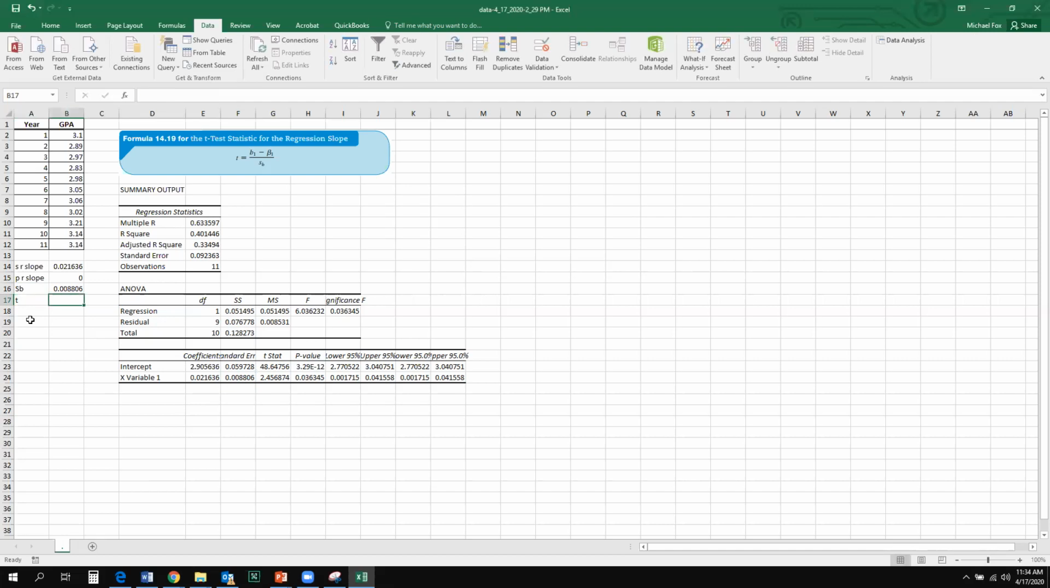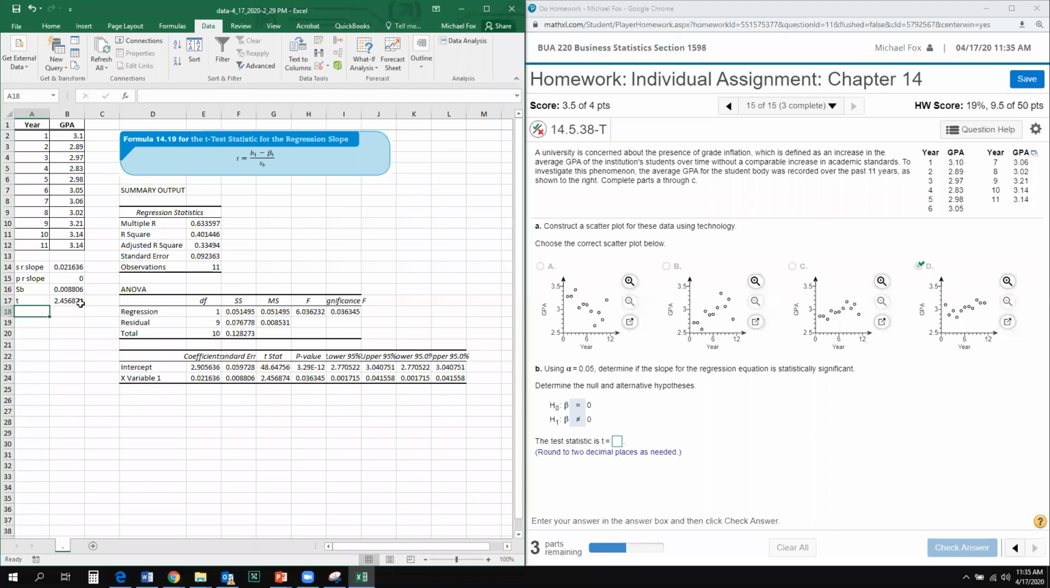So I'm just going to label that T, and this will be the sample minus the population, divided by the standard error of the slope. So there's our t-test statistic. It wants 2 decimal places: 2.46.